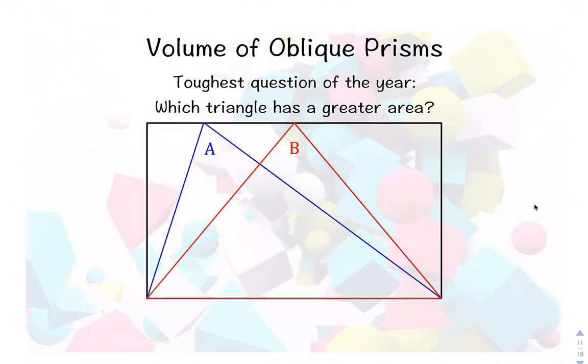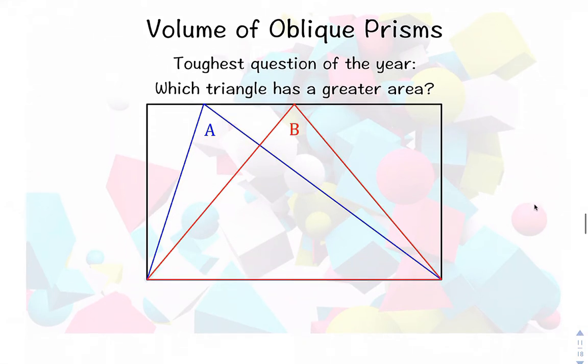Well, to answer that question, let's first answer this. The toughest question of the year. Which of these triangles has a greater area, A or B? I'll give you a couple seconds. Think about it. So what did you say? Triangle A or triangle B? Hopefully, you saw that they actually have the same area.